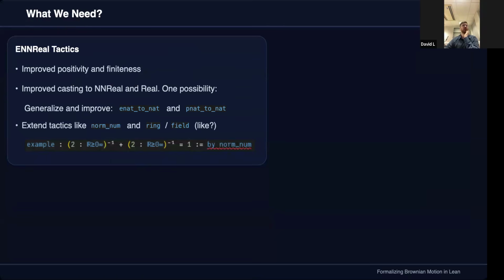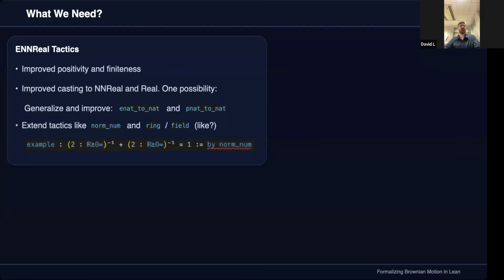Okay, so I'm going to talk a bit more about what I think we need. Improved positivity and finiteness would help a lot, not just because sometimes you have to deal with cases of proving things are positive and finite, but it helps with other tactics, as I'll explain. So one thing I think could definitely be done: ENNReal is very annoying, but one way to get around that is to simply cast to NNReal and Real and use the automation in these types, right? And I think we can do some work to improve the ability to do this casting.